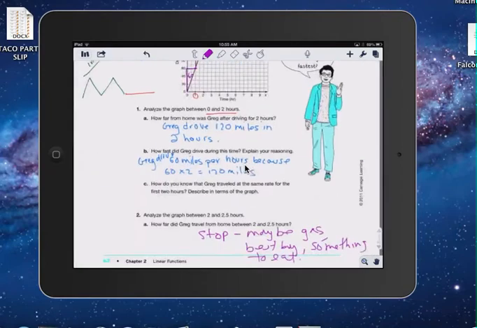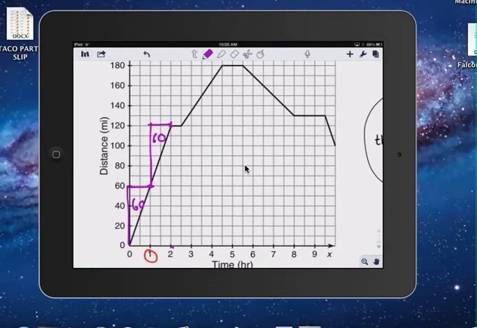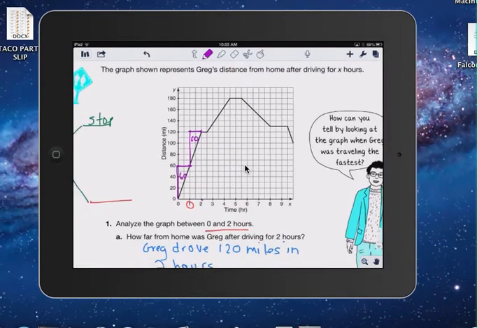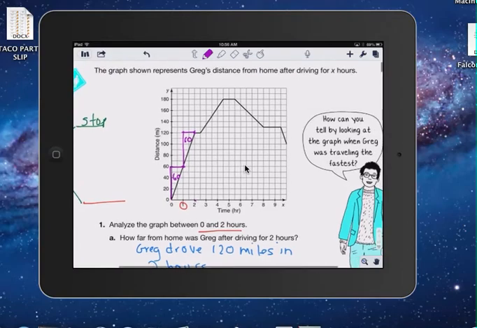So between 2 and a half hour he stopped, right? And then can we continue reading the graph from here? What is between 2.5 hours to 4.5 hours? What happened? He continued driving, right? For how many miles?